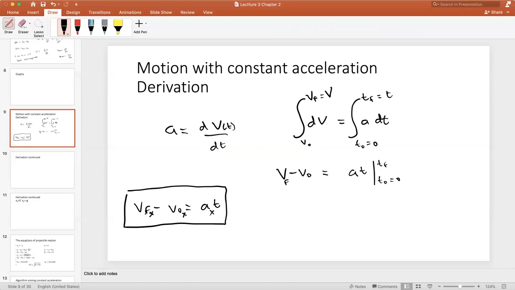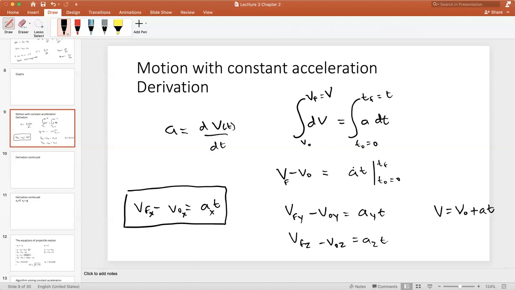Okay, this could also be y. So this also gives us v final of y minus v initial of y is equal to a y t, and v final of z minus v initial of z is equal to a z t. We can have this equation in any coordinate that we want if we have constant acceleration in that coordinate. And we're going to write this further for the derivation. We're going to write this as v initial plus at. What I did was I moved the v initial term over. I'm going to use this in a minute.